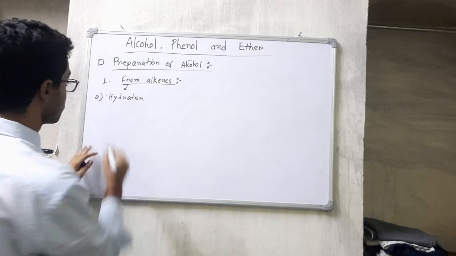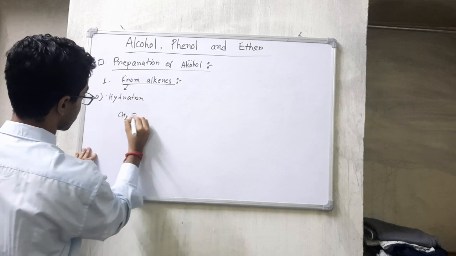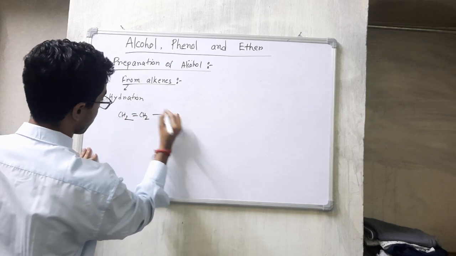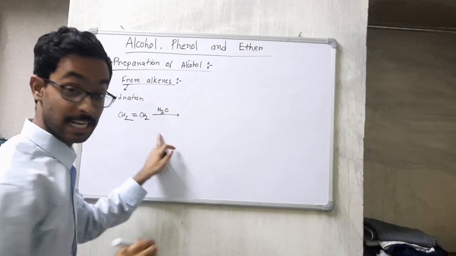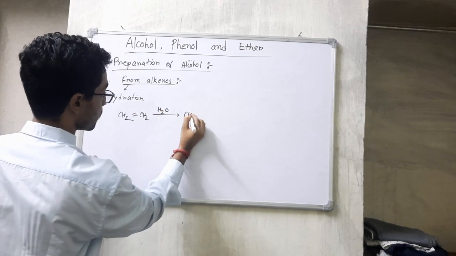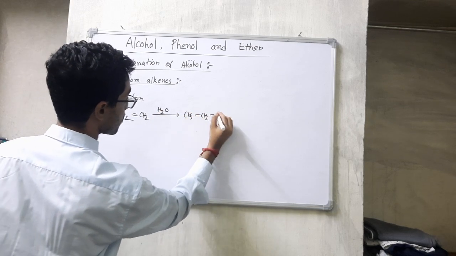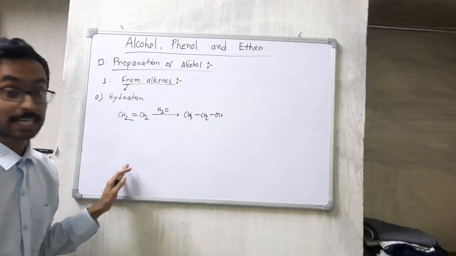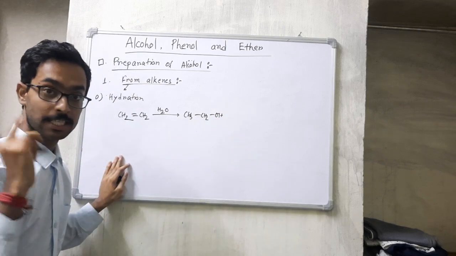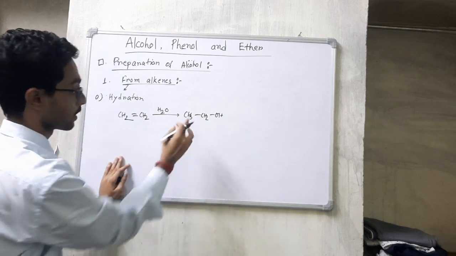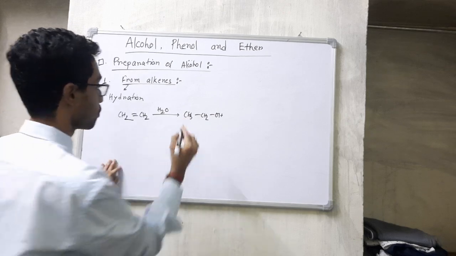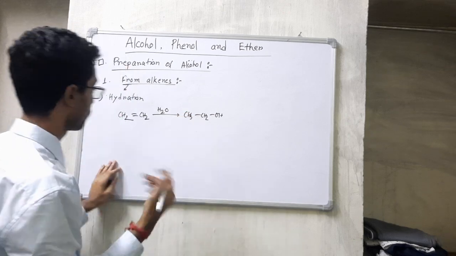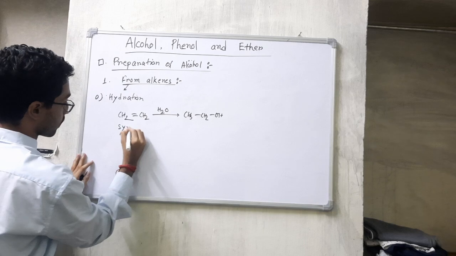So what is hydration? If an alkene is present and it reacts with water, then CH3CH2OH, ethyl alcohol, is formed. In ethyl alcohol, an OH group is present, that is why it is alcohol, and 2 carbons are present, meaning the eth group. So ethyl alcohol is there. Also it is called ethanol.